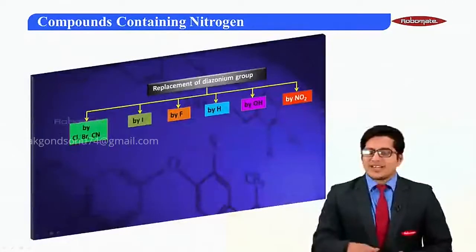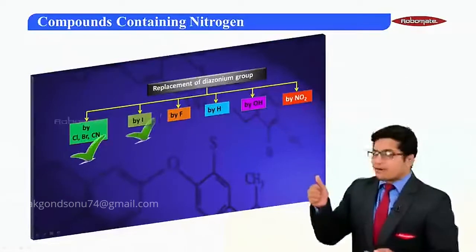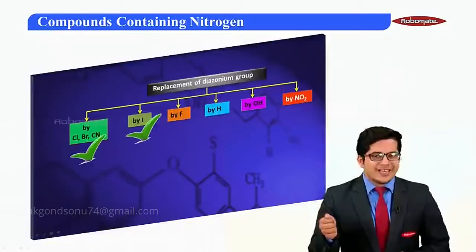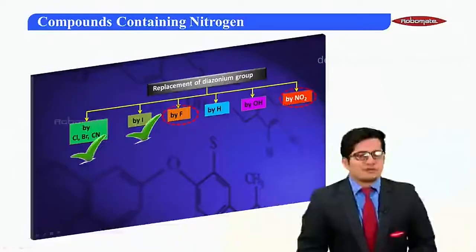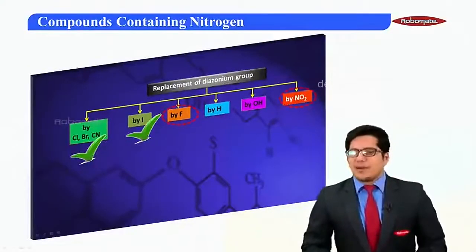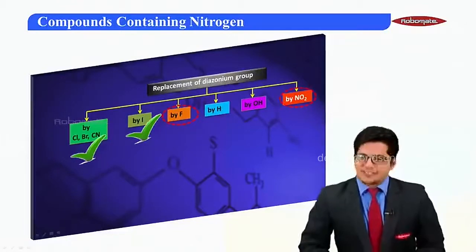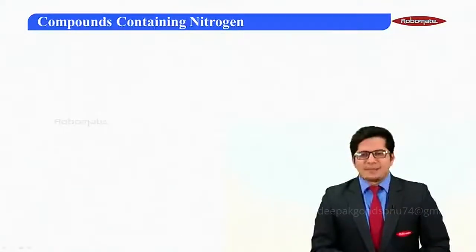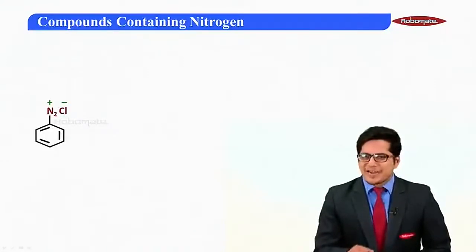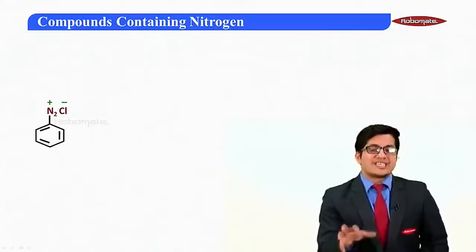We have already done with now chloride, bromide, cyanide and iodide. We would discuss about fluorides and nitro groups. So let's start it one by one. Let's start with fluoride first. What we would require? We would require again a compound that is benzene diazonium chloride. Right now I am taking it directly.